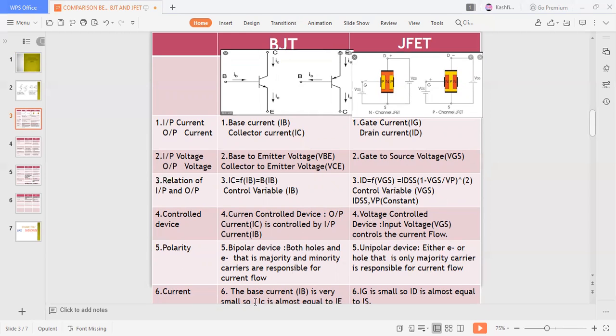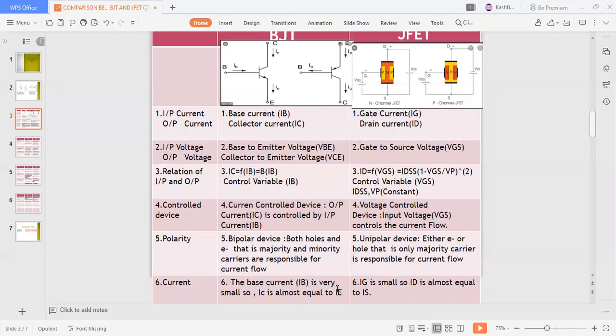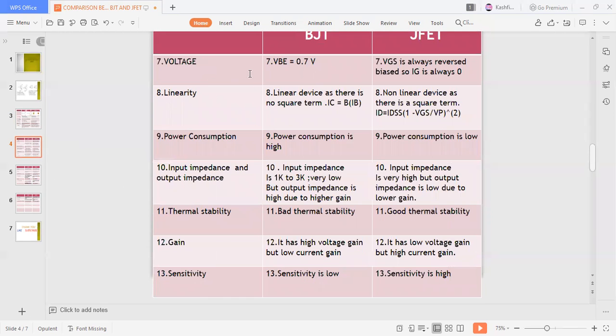The current, the base current IB in BJT is very small. So IC is almost equal to IE, emitter current. But in JFET, the gate current IG is small. So ID is almost equal to IS. For BJT, the voltage VBE is 0.7 volt. But for JFET, VGS is always reversed. So IG is always 0.